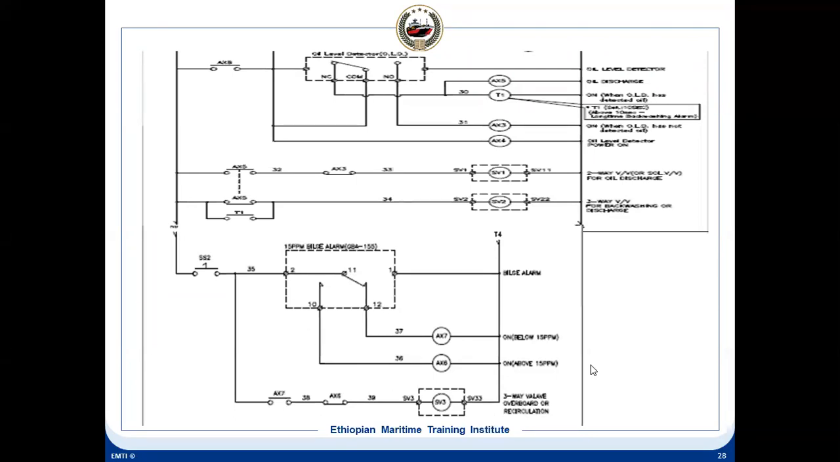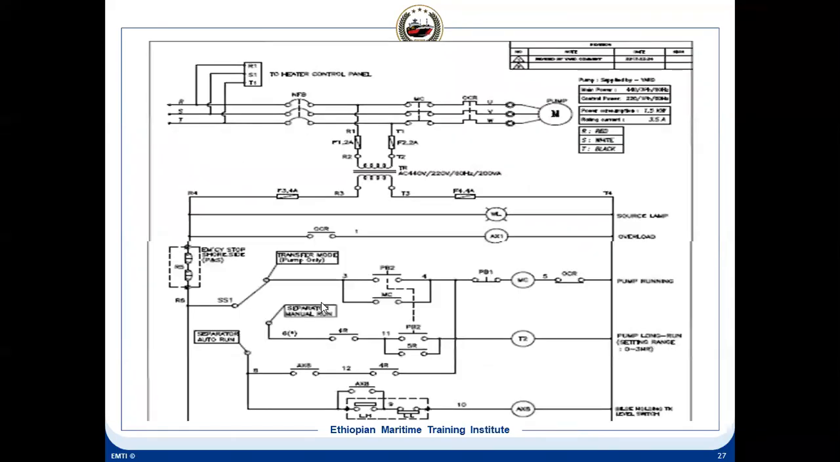Whenever the 15 ppm monitor goes above 15 ppm, it will activate this relay and subsequently your three-way solenoid valve will operate. So it will go for the recirculation. If it is above 15 ppm, it will go to recirculation, and if it is below 15 ppm, it will go overboard. So this is the whole circuit. I'll make it a small circuit and give it to you so that for the examination and all, you can draw this.